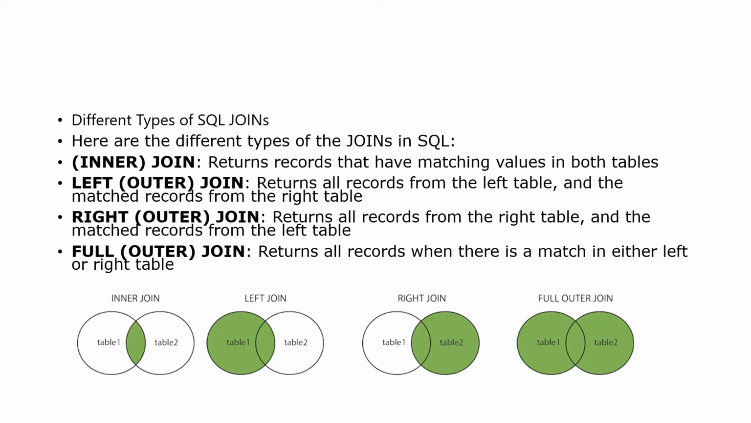SQL inner join returns record matching in both tables. So you see inner joins, and this is the graphical representation of this. Only this area is returned. So inner join returns record that have matching values in both tables.